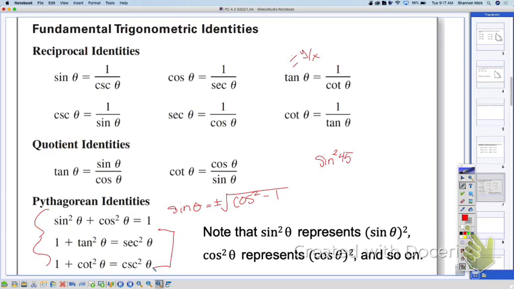Thank you. Okay, what function is in the denominator of tangent? Cosine. Okay. What function is in the denominator of secant? Sine.